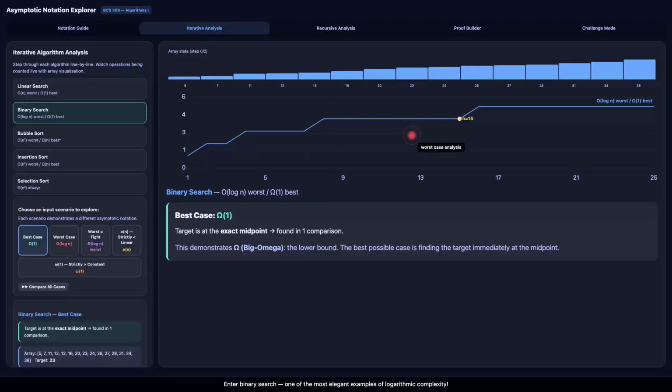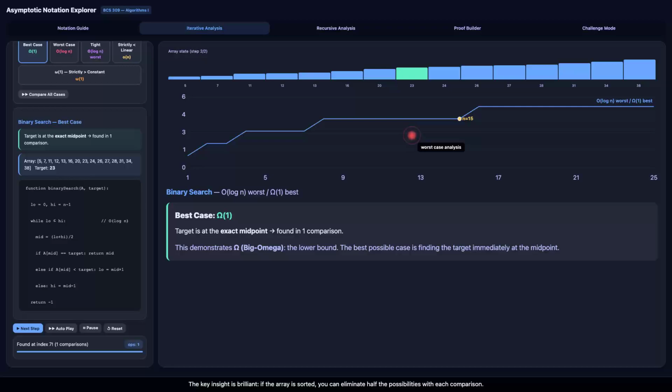Enter binary search, one of the most elegant examples of logarithmic complexity. The key insight is brilliant. If the array is sorted, you can eliminate half the possibilities with each comparison. Check the middle element. If it matches, you're done. If your target is smaller, ignore the right half. If your target is larger, ignore the left half. With each step, the problem size halves. This halving process can only happen log base 2 of n times before you're down to a single element.